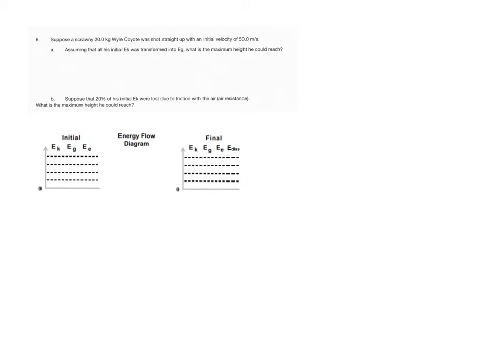So let's do our diagram. We put our system in the circle here, and we'll do our initial and final. Our initial will be when he's at the ground height, and he's just been shot up. And then our final will be maximum height.